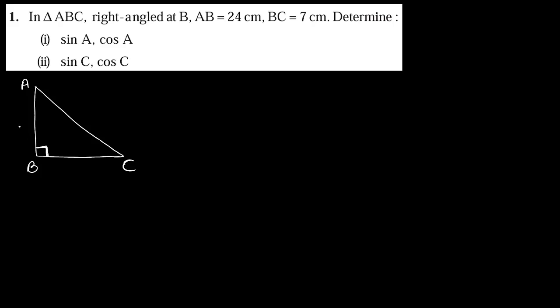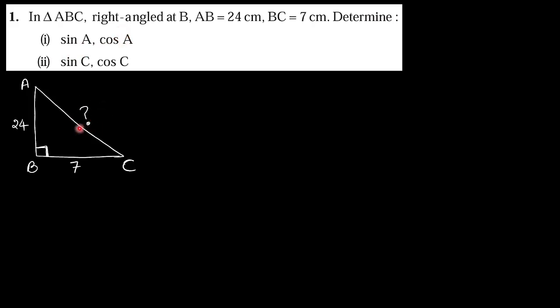AB equal to 24 centimeter. BC equal to 7 centimeter. AC is not given in the question. The first question is sine and cos. If you get the answer, you can send me a chat message. Okay, I will check.